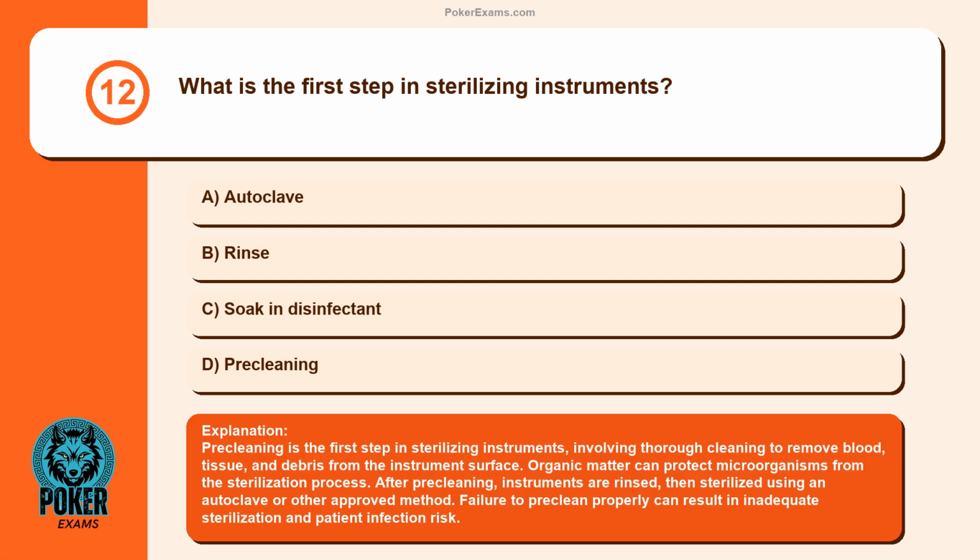Pre-cleaning is the first step in sterilizing instruments, involving thorough cleaning to remove blood, tissue, and debris from the instrument surface. Organic matter can protect microorganisms from the sterilization process. After pre-cleaning, instruments are rinsed, then sterilized using an autoclave or other approved method. Failure to pre-clean properly can result in inadequate sterilization and patient infection risk.